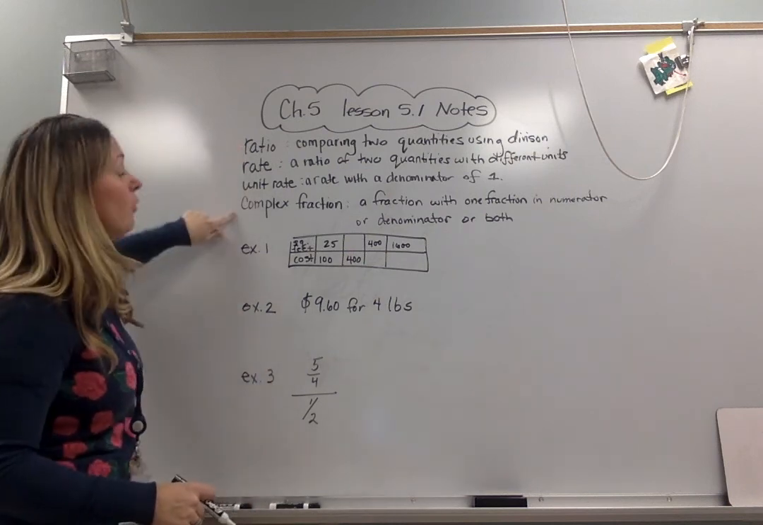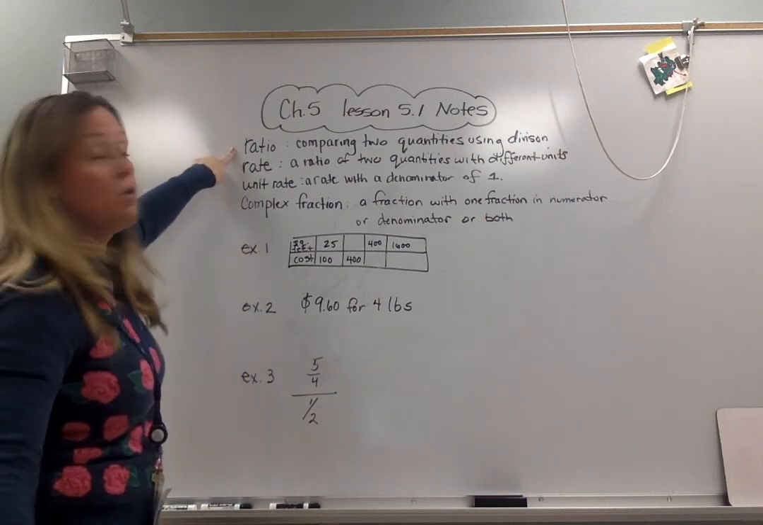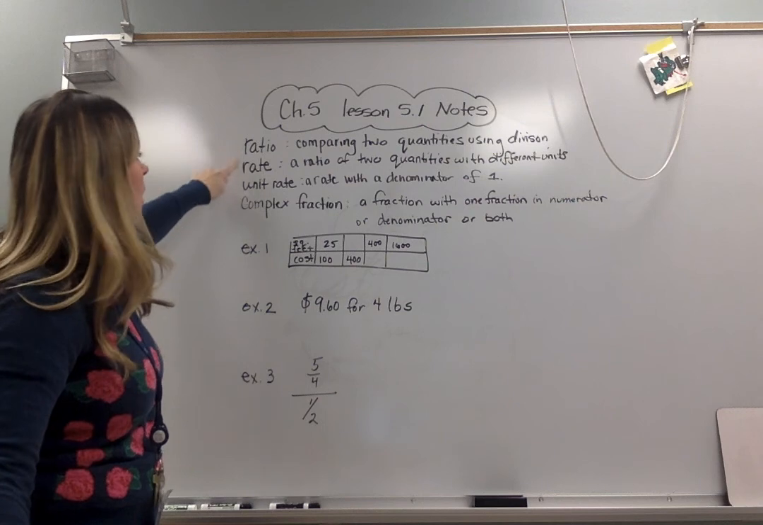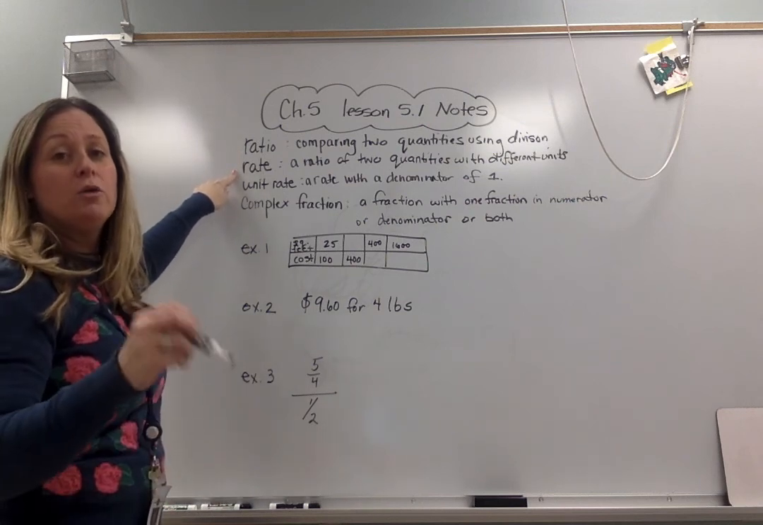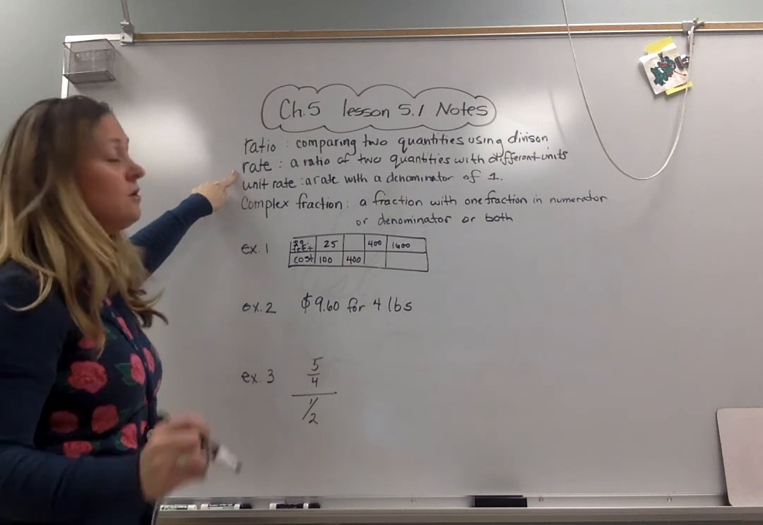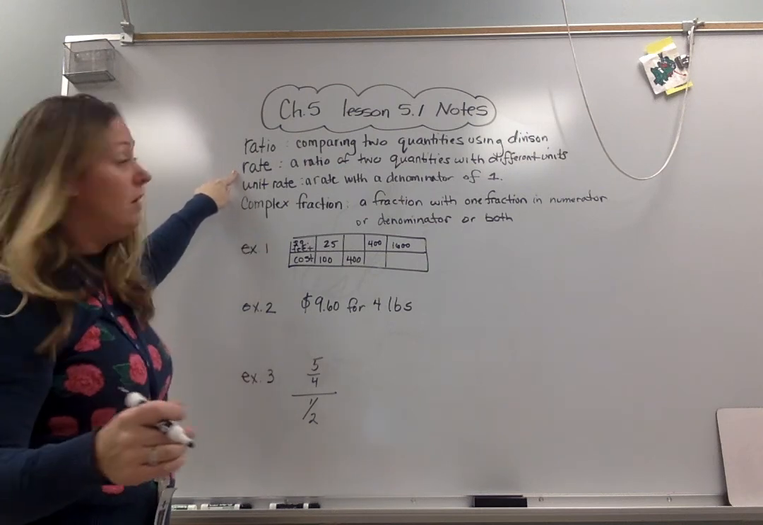So there are 4 vocabulary words that you need to be familiar with. A ratio is comparing 2 quantities using division. A rate is a ratio comparing 2 quantities, but those quantities have different units. For example, miles per hour, dollars per pound.